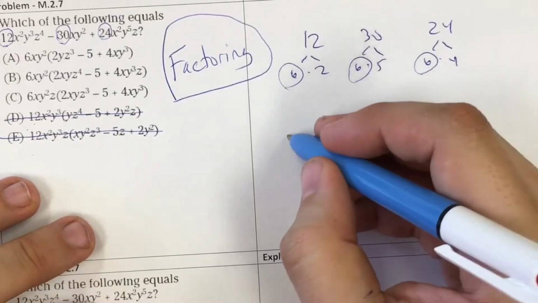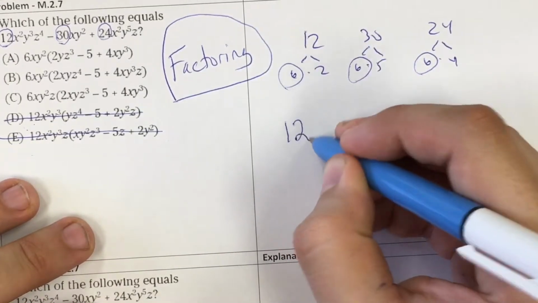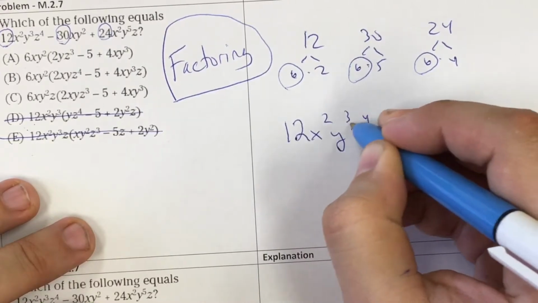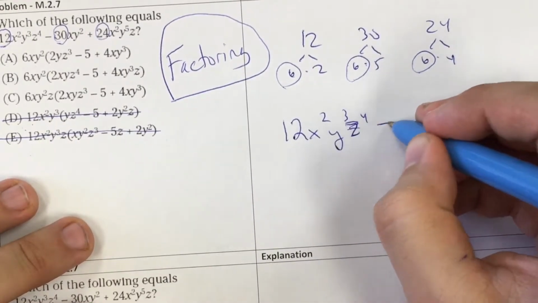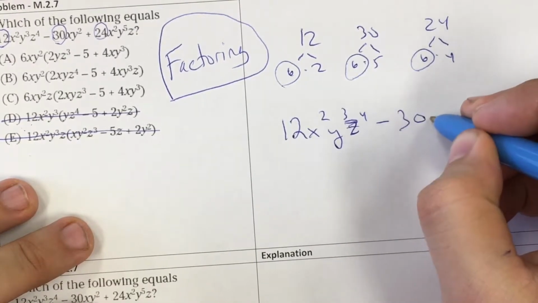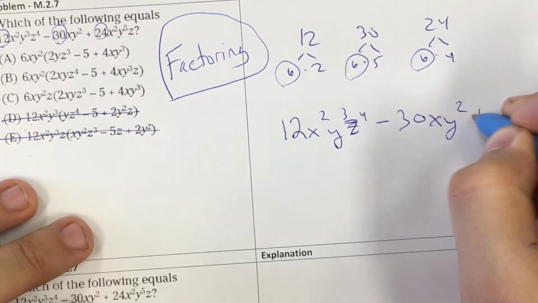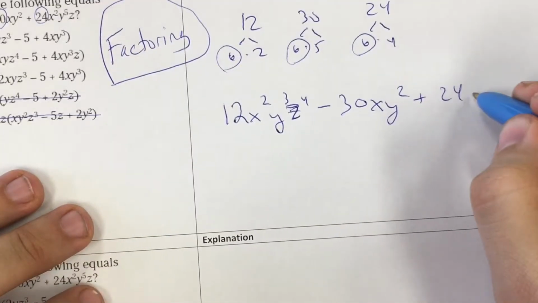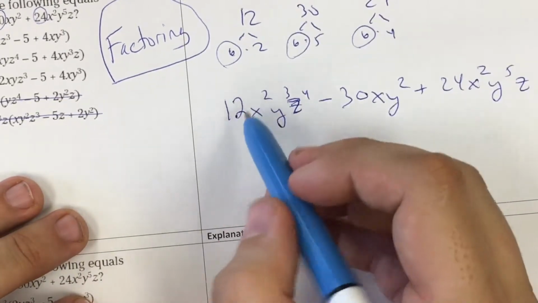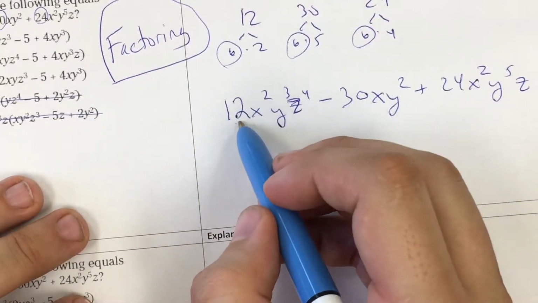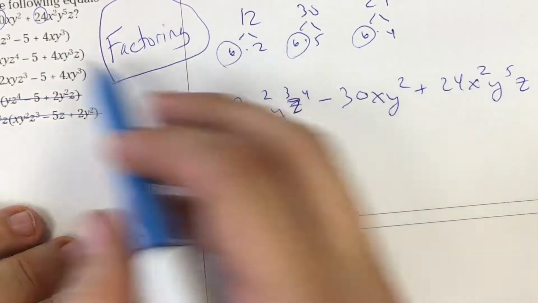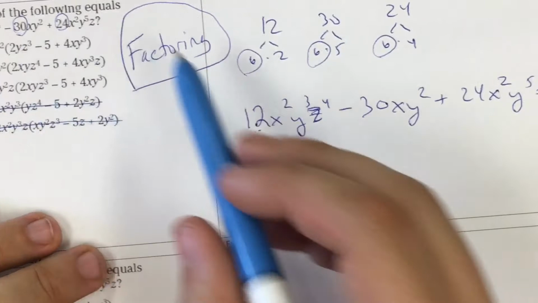The next thing I'm going to do is rewrite the actual expression just so I have things a little bit clearer. And that was 12x to the second y to the third z to the fourth, minus 30xy squared, plus 24x to the second y to the fifth z. Now I already know that I'm pulling out a 6 from this, so this is going to become a 2, but those are all answer choices right over here, so that's not very helpful.